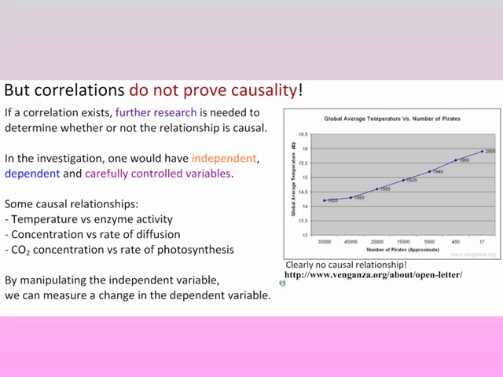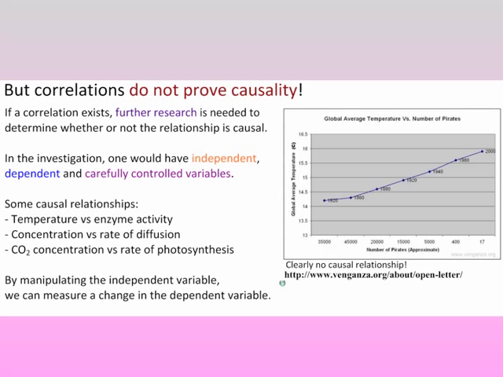When you're doing an investigation, that means an experiment, you should have your independent variables, your dependent variables, and your carefully controlled variables in order to see if there is a correlation. And if there is a correlation, maybe perform some more tests to find a causation. That means to see whether one thing really causes the other.